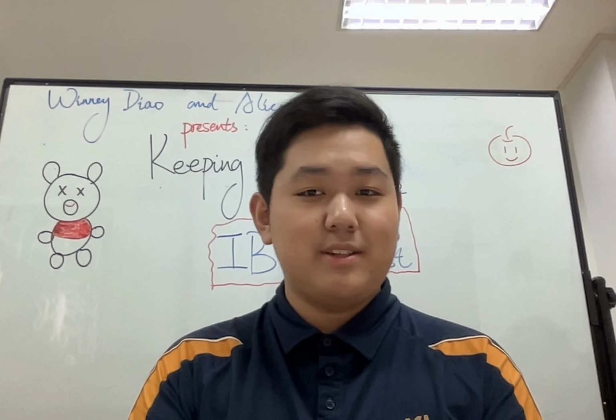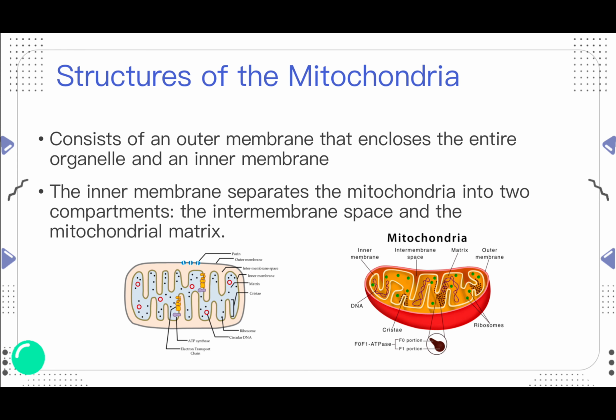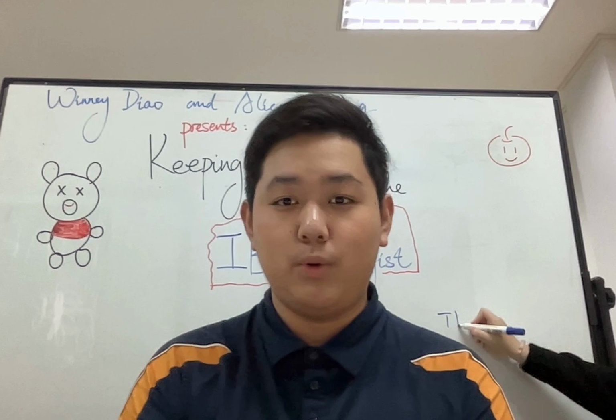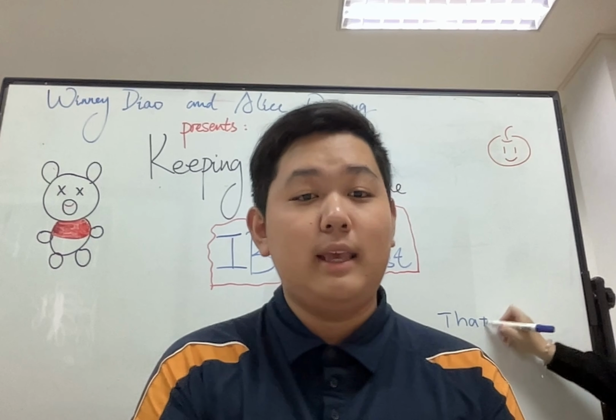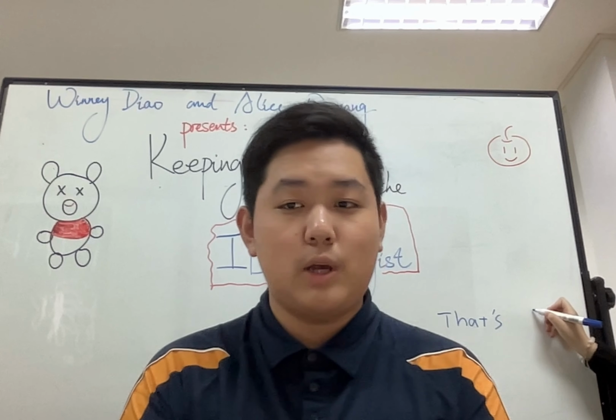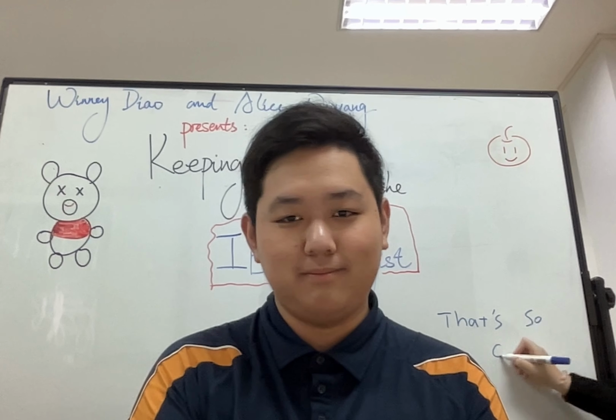And about the structure of the mitochondria. The structure of mitochondria consists of an outer membrane that encloses the entire organelle and an inner membrane which is highly folded to form structures called cristae, spelled C-R-I-S-T-A-E. And the inner membrane separates the mitochondria into two compartments: the intermembrane space and the mitochondrial matrix.